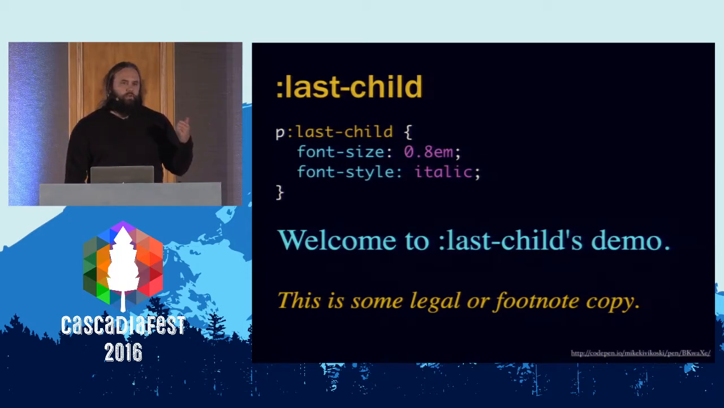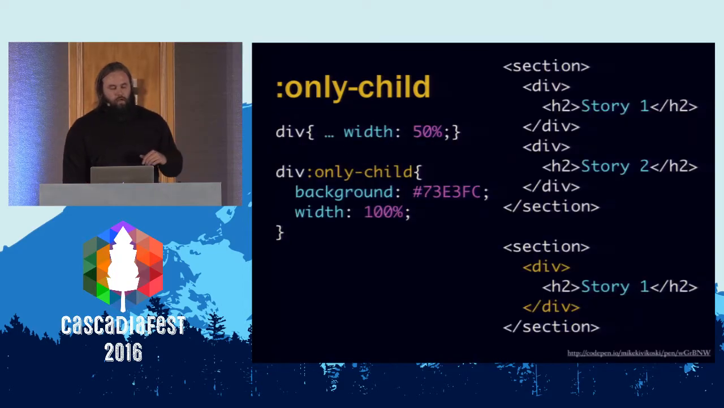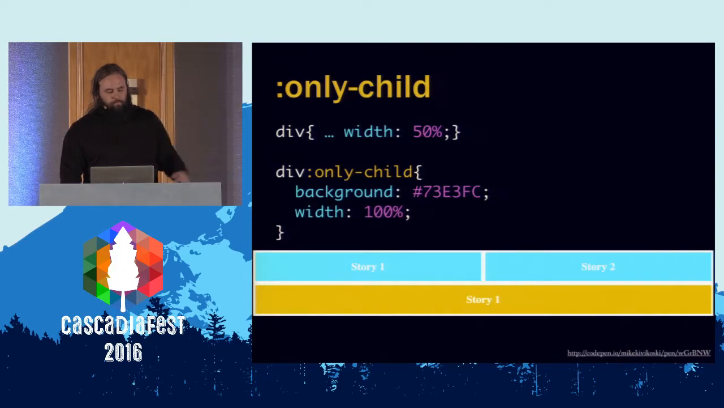This stuff is nice when you're working with a CMS or maybe inside of an iframe where you can't manipulate the HTML or you can't add classes and you need to target specific elements. Being able to target them through this is pretty helpful. Only child is styles applied to any element that is the only child of its parent. You could also chain first and last child together. So if you had a layout where you had a couple stories and you're the only story in the section, you wanted it to be 100% width.